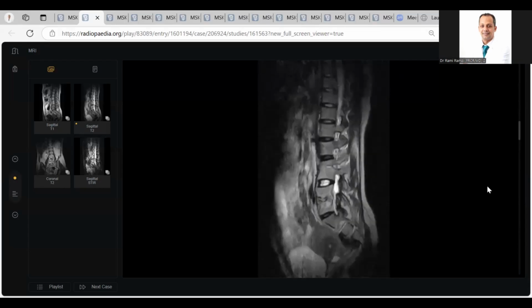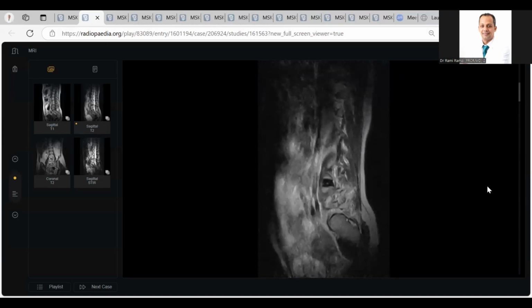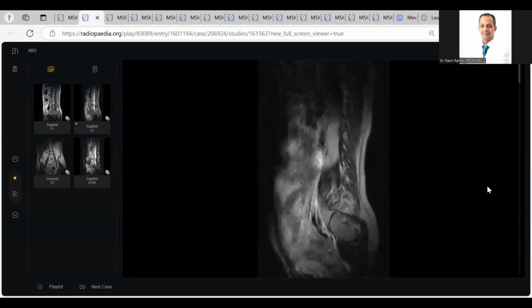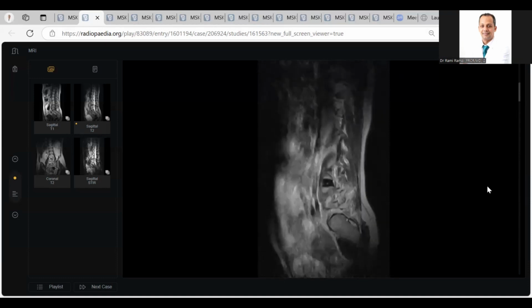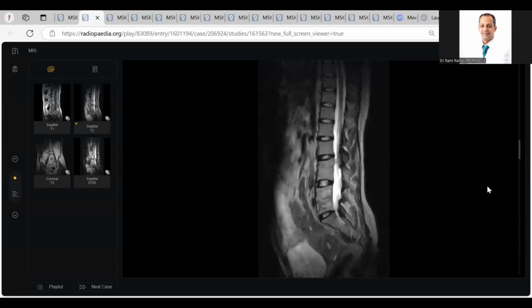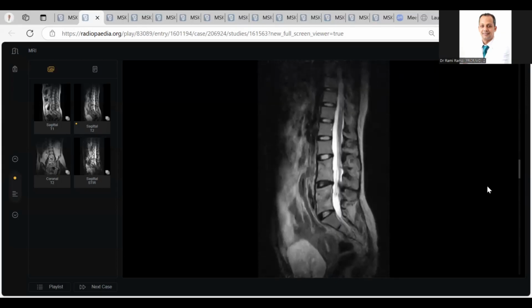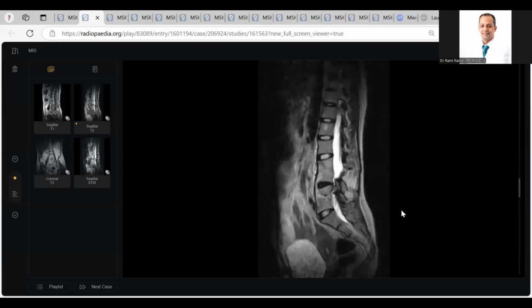I am provided with MRI sagittal T2 weighted images of a lumbar spine. I am scrolling through the images. Here I can see that there are multiple blocked vertebrae. There is a fusion of the L5 and L4 vertebral bodies and the L3 and L2 vertebral bodies. The other vertebral bodies appear normal.